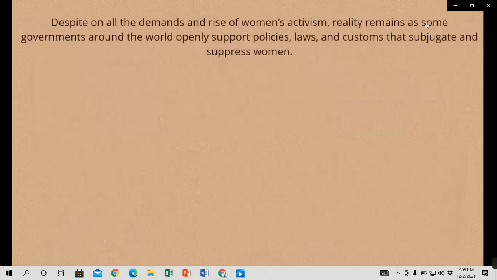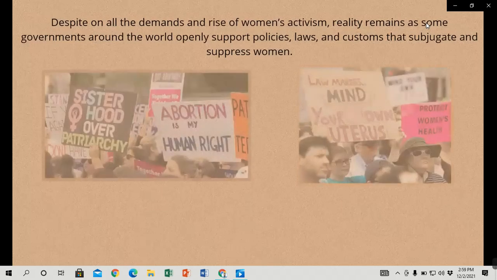So despite all the demands and rights of women's activism, reality remains that some governments around the world openly support policies, laws, and customs that subjugate and suppress women, despite all the processes and actions done by women in order to get the rights given to them. Reality slapped us that there is still discrimination against women, especially from governments, with the support of laws, policies, and customs that suppress women.